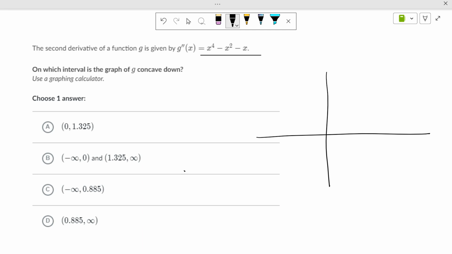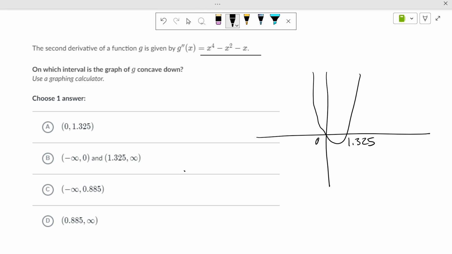X to the fourth minus x squared minus x. Okay, so it's kind of a parabola-ish type of thing that goes like this. It crosses at 0, 0. Trace. And then 0 is 0. And then let's go to 1.325, and that's where the other one is. Okay, so it crosses at 0 here, and it crosses at 1.325 here.